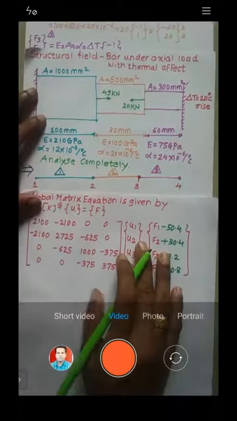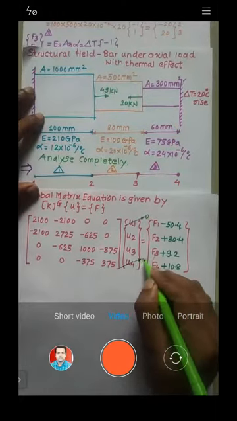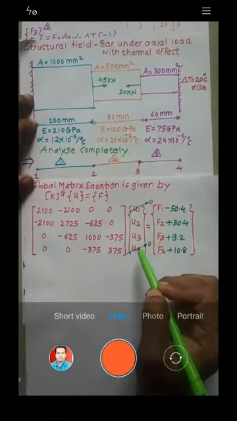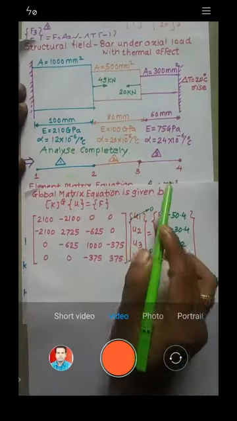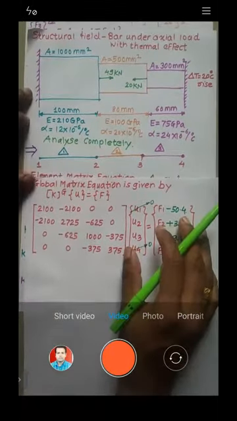That means displacement at node 1 is 0, U1 will be 0, and similarly U4 will be 0. Because node 1 and node 4 are connected to fixed support, their displacement is 0. They can't move in any direction.